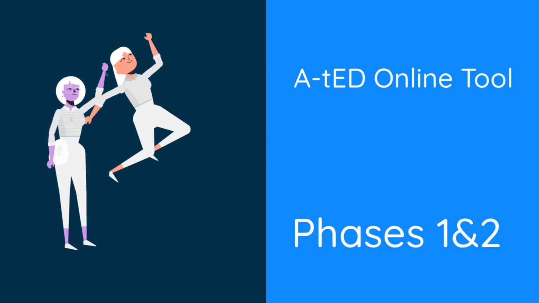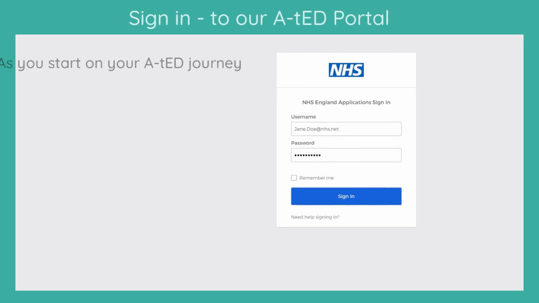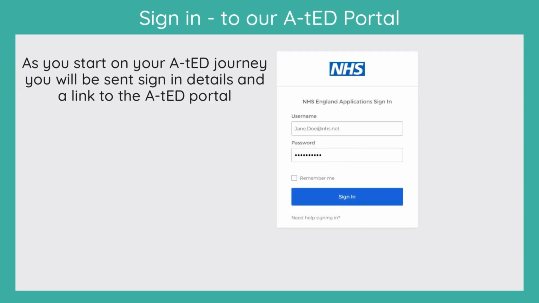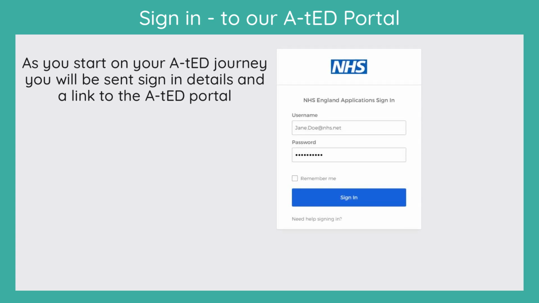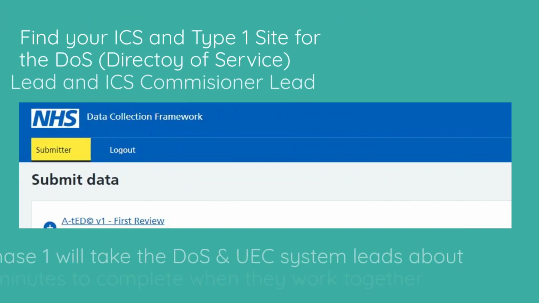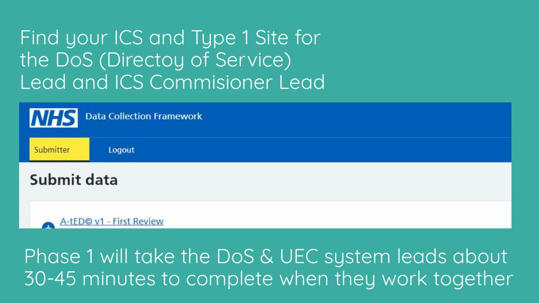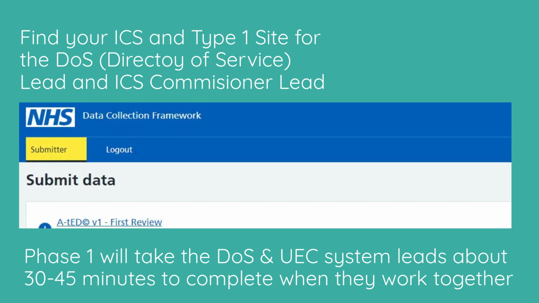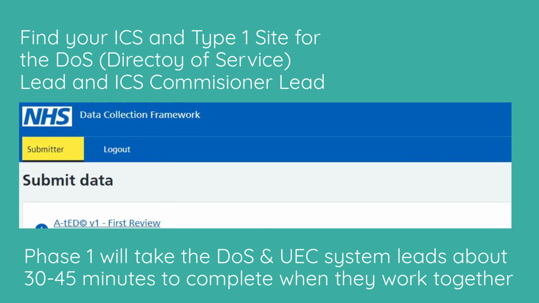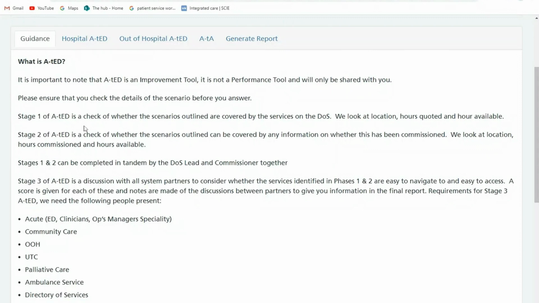To get started, you just need to book in a walkthrough with one of our tED specialists. Once that's done, we'll be able to sign you up with your nhs.net account to be able to access your ICS and your acute sites. Once you're in, you just need to find those acute sites that you're going to input the data. This is usually done with your DOS lead and the UEC commissioner. Don't worry, it only takes about 30 to 45 minutes, and they usually work together to complete this.